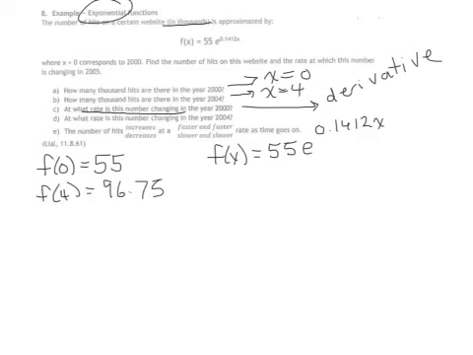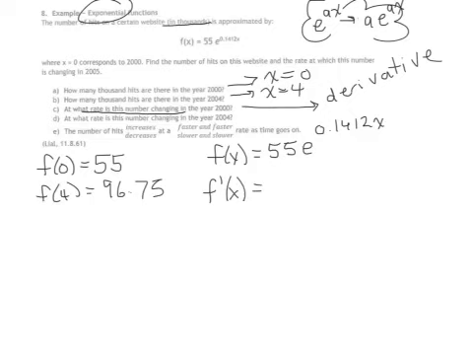And let me just write a little reminder up here of what that looks like. If you have e to the ax, the derivative is a times e to the ax. Okay? So let's see how we can use that. f prime of x, or the derivative of f of x, is equal to 55 times 0.1412, because that's the multiplier of the x in the exponent, and then we're having e, and we're simply repeating that e term as is. Okay?